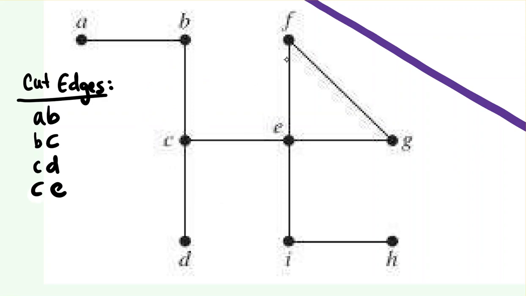Okay. Now if we remove E to F, the graph is still connected, so that's not a cut edge. If we remove F to G, it is also not a cut edge. E to G, not a cut edge, the graph is still connected. However, if we remove E to I, then that is a cut edge because that turns it into two separate pieces. And then I to H would also disconnect the graph. So we found our cut edges for this graph.